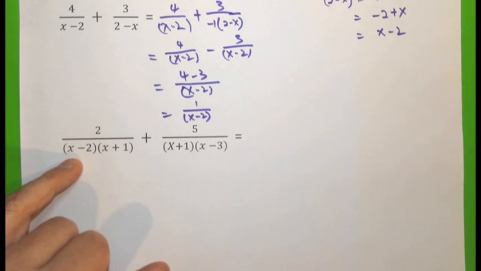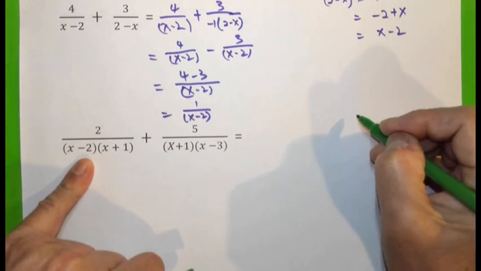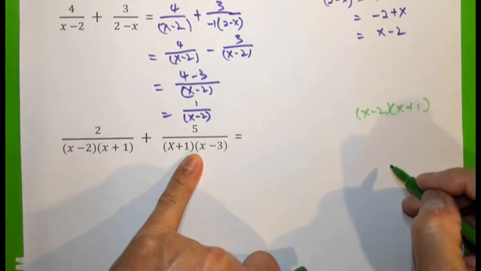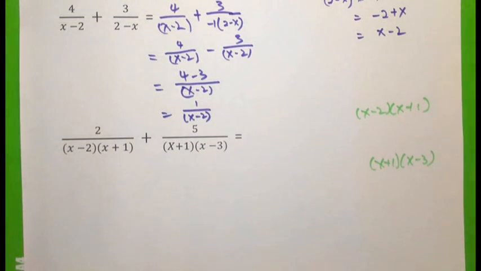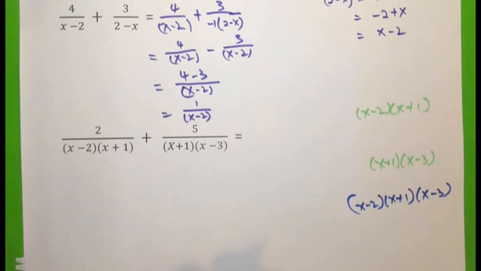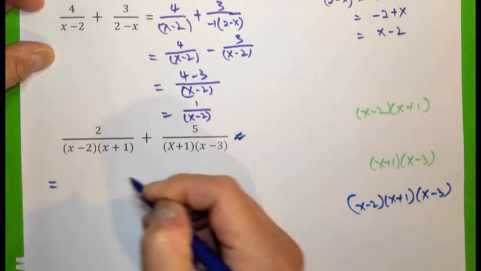You've got x minus 2 and x plus 1 in the first term. Okay, what about this one? You've got x plus 1, x minus 3. Therefore, if we combine all of it, the common denominator in this case will be x minus 2, x plus 1, and x minus 3. Alright? Okay, I'm running out of space here, so I'm going to use here.